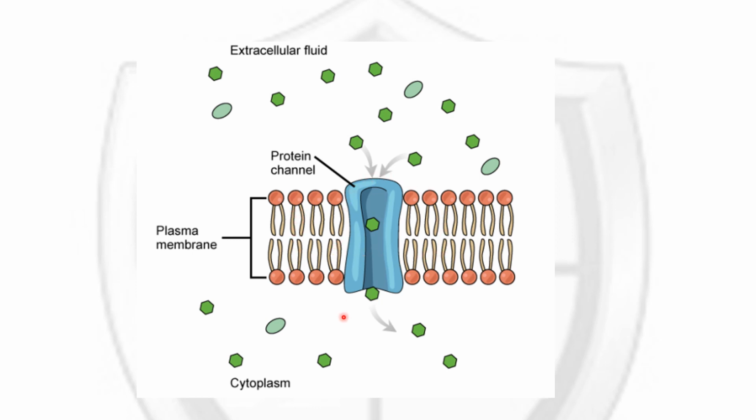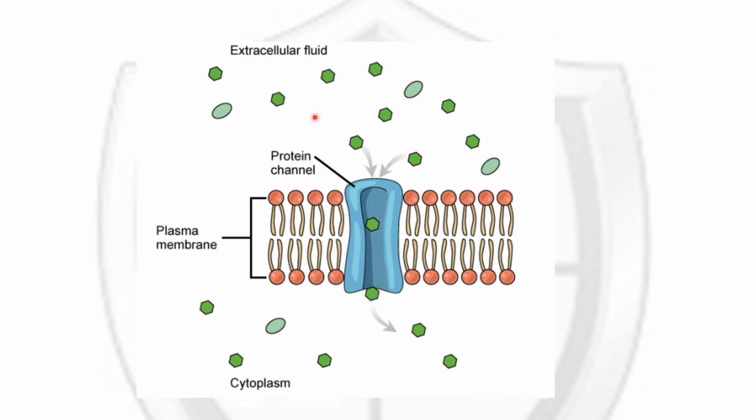And then within that plasma membrane, we may have proteins embedded in the plasma membrane. And some of those proteins form what are known as protein channels. It is these channels or pores that facilitate the movement of some molecules, resulting in facilitated diffusion. So the molecule moves through this channel or through this pore.